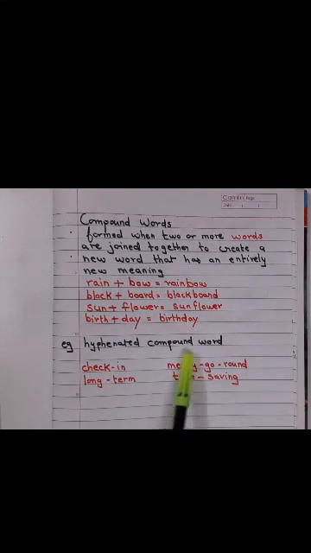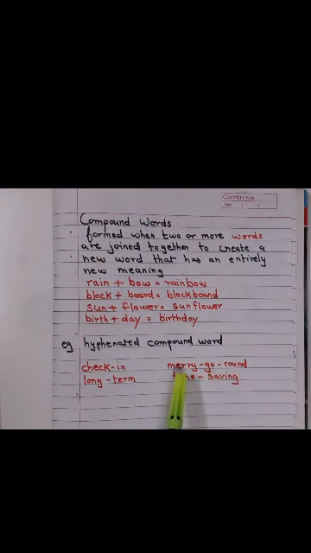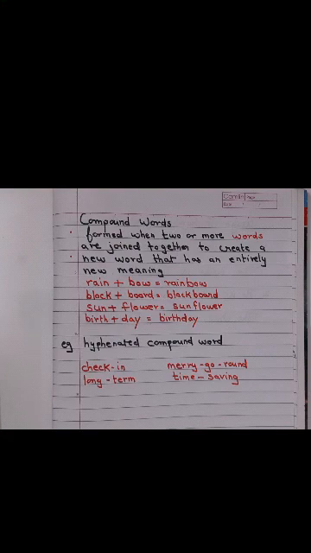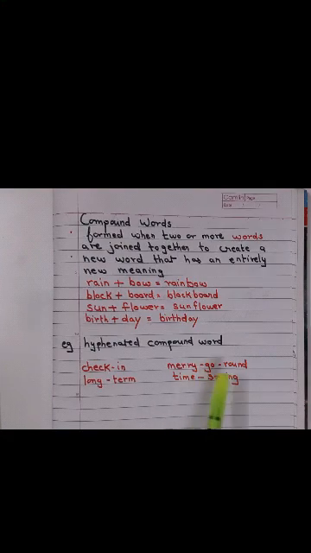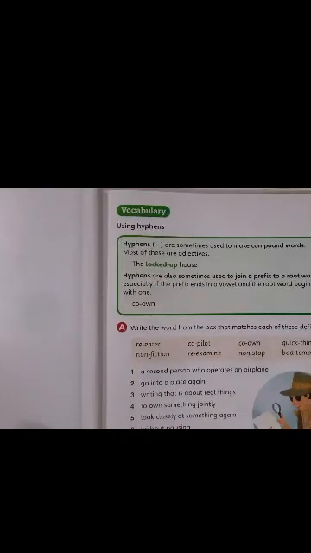And children, see here, a compound word could even be three words. Can you see? There is merry-go-round. Or you take the example of father-in-law, mother-in-law. So you have hyphens in between the words. Now, I want you to move to page 25 in your textbooks.